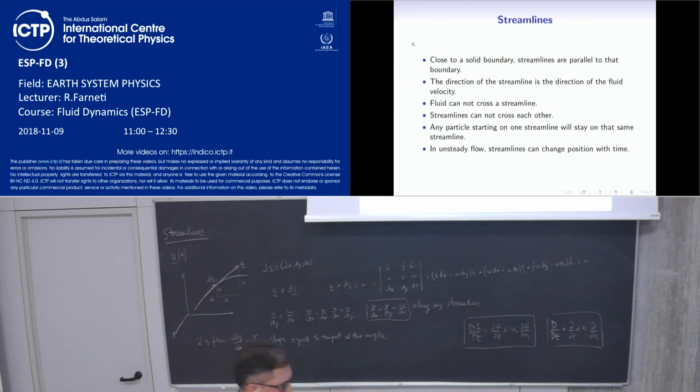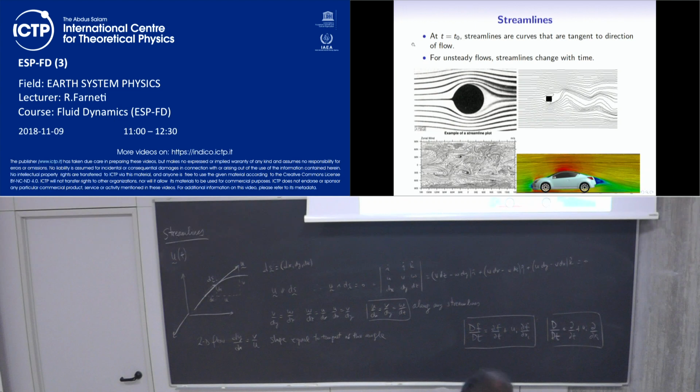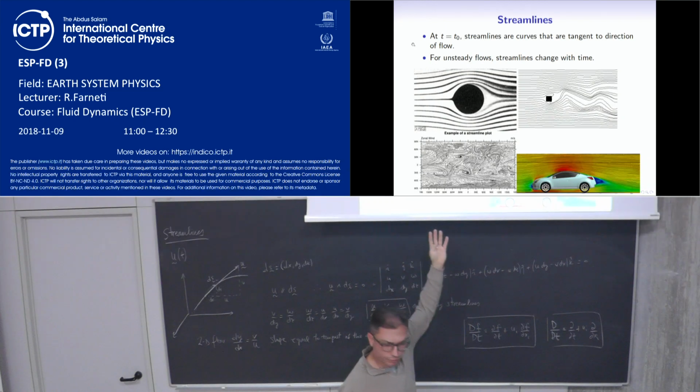Okay, so if the flow is steady, there is no d by dt. Your streamlines are fixed because the velocity vector is fixed in time. If the velocity vector changes in time, those streamlines will change. So obviously, this example of wind field is for one particular day. After a second, those streamlines will be different because the velocity vector is different.